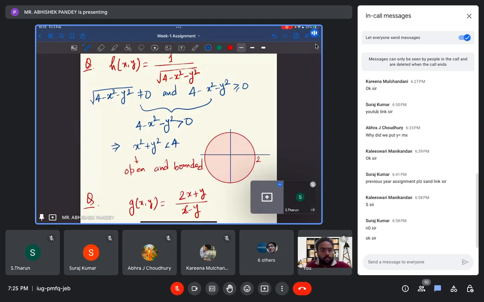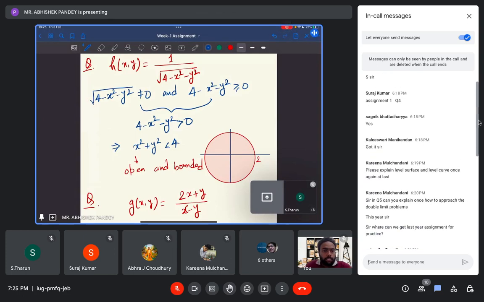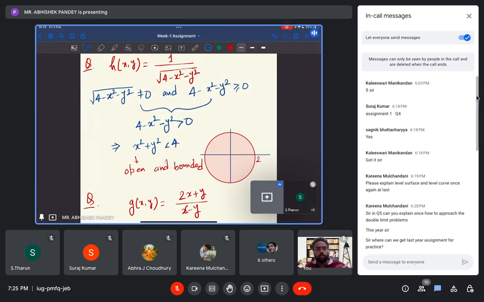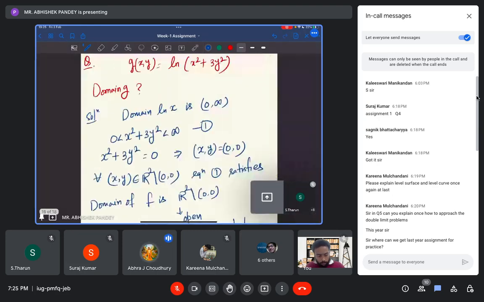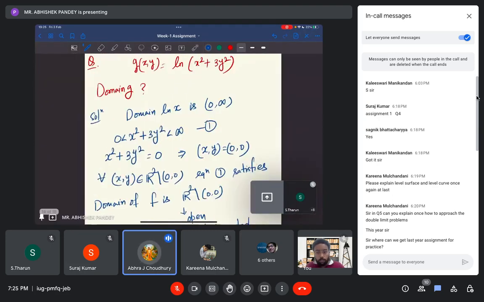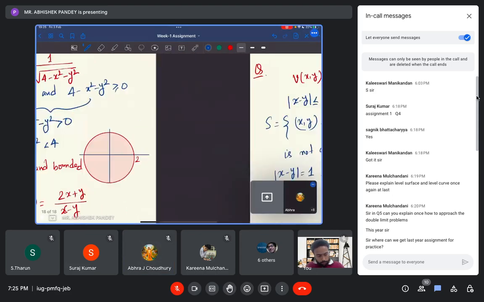Yeah, someone said something about... please explain level surface and level curves. Karina, is it clear to you or should I explain it again? Sir, can you please explain level surfaces and level curves as well? Okay, fine.